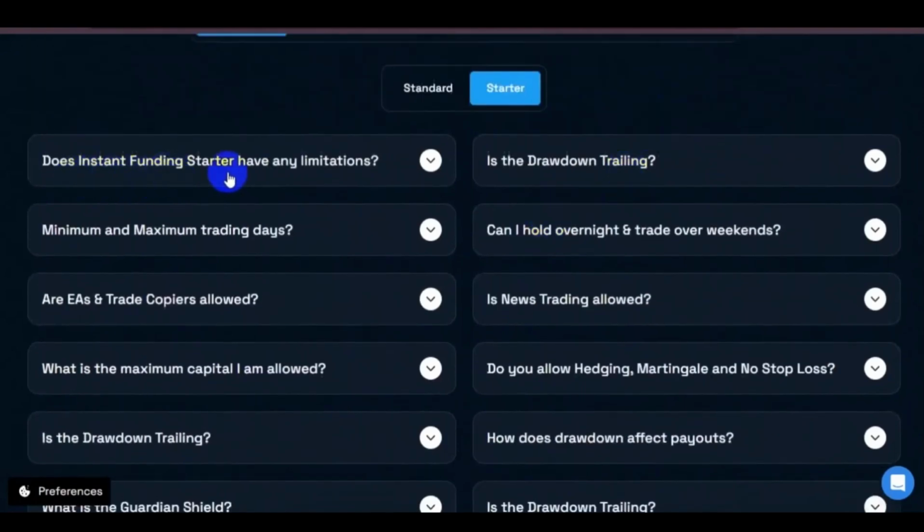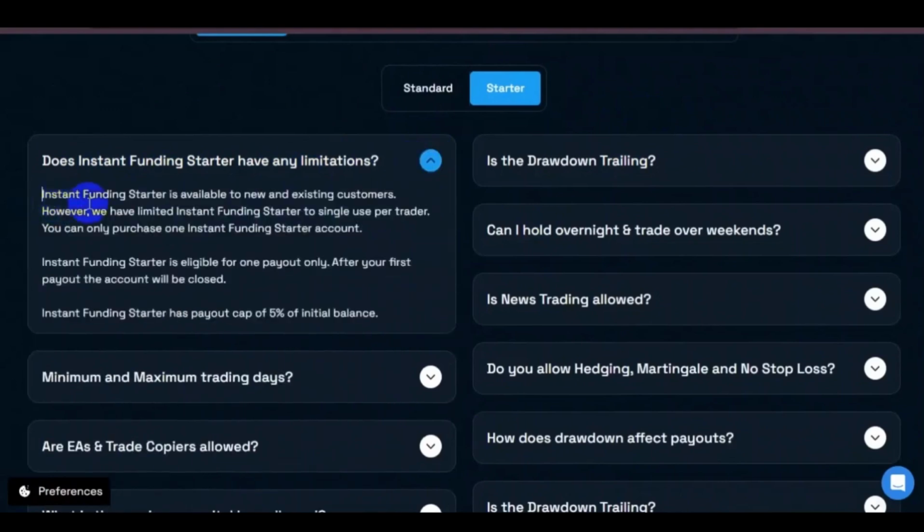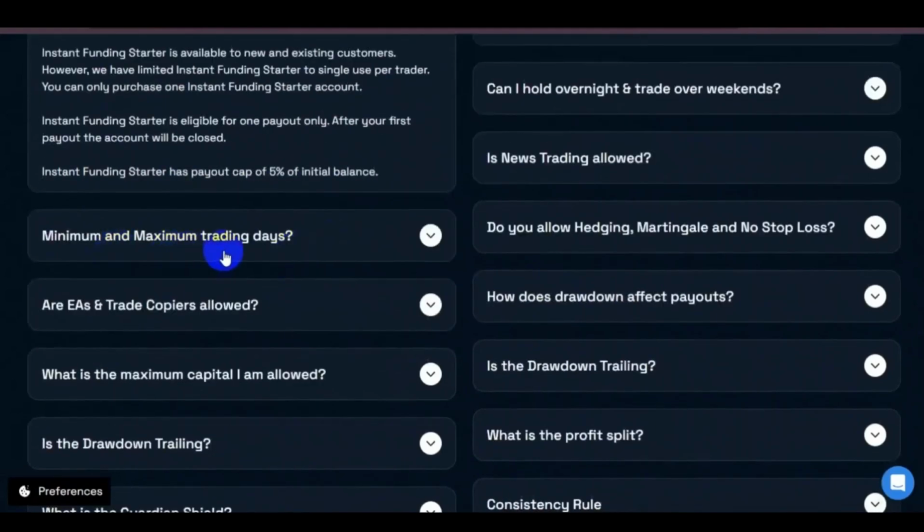Does instant funding starter have any limitation? Instant funding starter is available to new and existing customers. However, they have limit instant funding starter to single use per trader. That means you can take one account once. After that, you will never be able to purchase this account again. You can only purchase one instant funded starter account. So that's it.